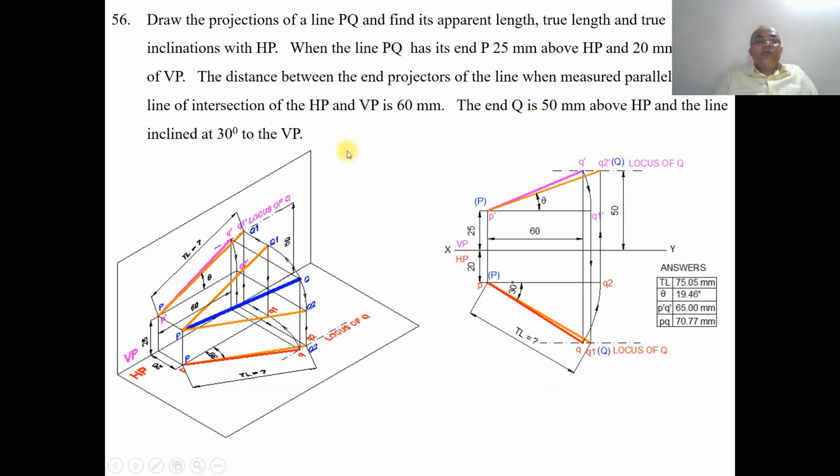Then we also need to determine the apparent length. Apparent length means P dash Q dash, the length of the front view, which is 65 mm, and also PQ, which is 70.77 mm when you are doing it on the computer, and 71 mm when you are doing it manually. So this is how you can analyze and solve this problem using the sketchbook. Thank you.